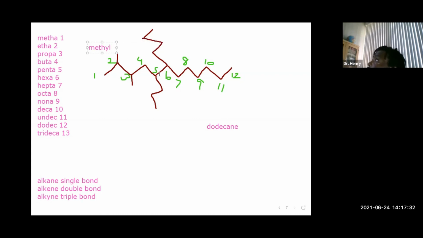Okay, so on the 5th carbon, what's coming off the 5th carbon? How many carbons are coming off the 5th carbon? So that's 1, 2, 3. Propyl. Okay, so I'm going to type propyl there. And then off the 6th carbon, 1, 2, 3, 4. Butyl.